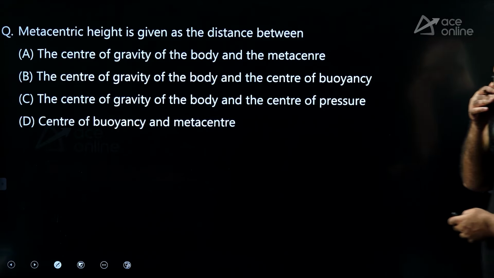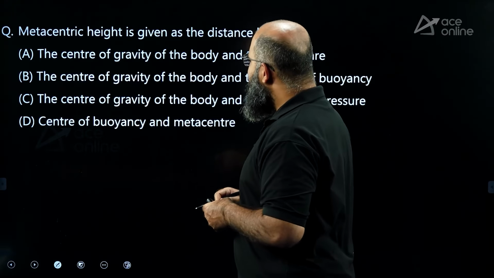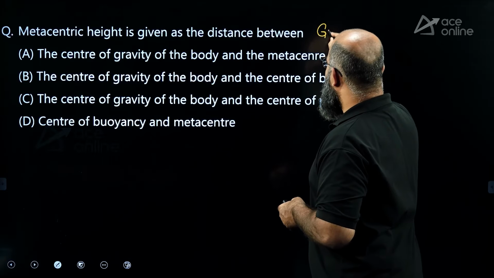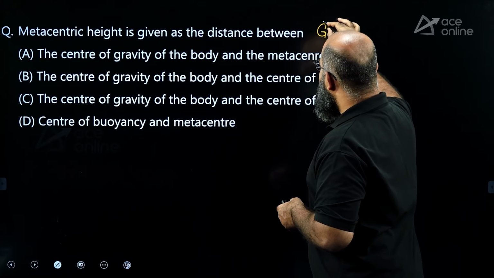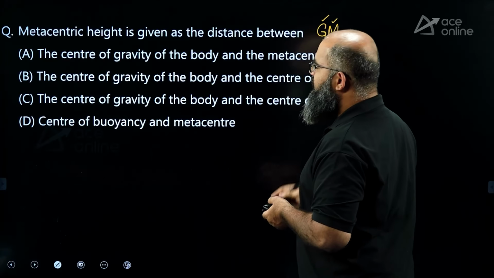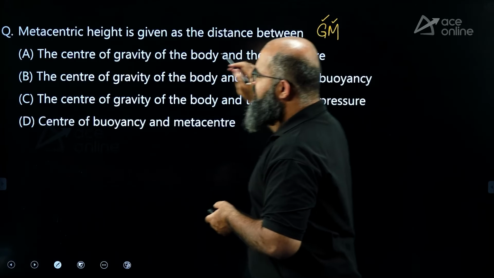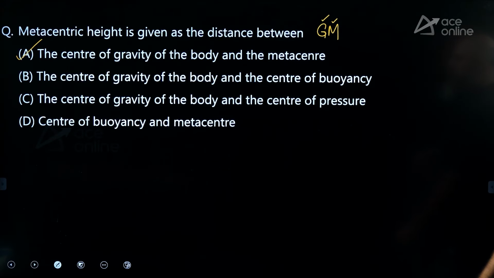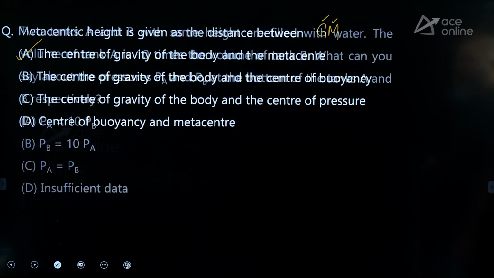Next question over here, the question is saying metacentric height is given as a distance between. You see, metacentric height is GM over here. It is a distance between centroid or center of gravity of the body and metacenter. Center of gravity of the body and metacenter. First option itself is giving the correct answer. Option A, center of gravity and metacenter.